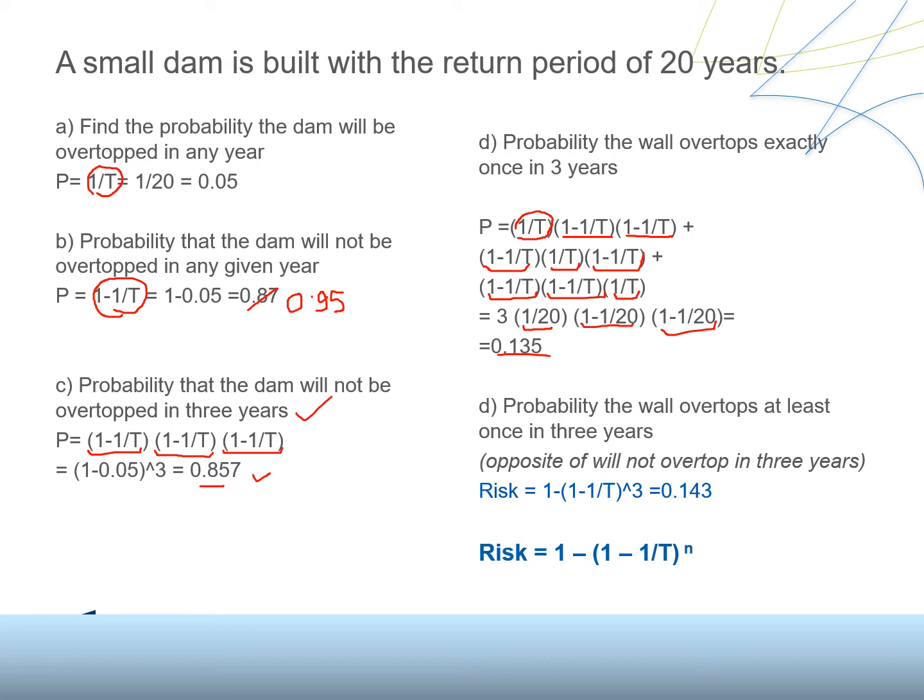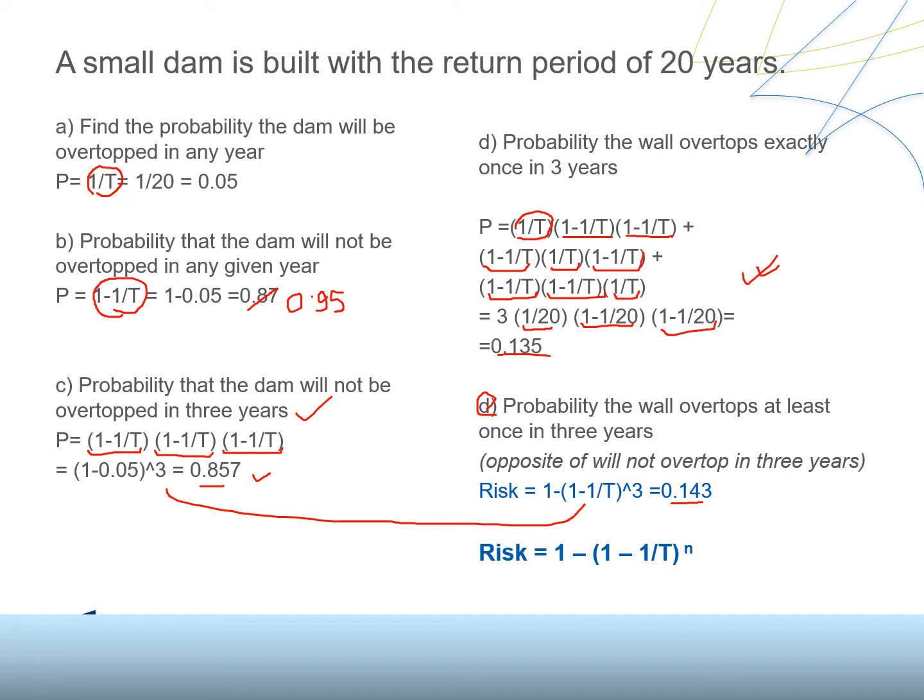Now the last one is the probability that the wall overtops at least once in 3 years, right? So that is the opposite of it will not overtop in 3 years, right? So that means 1 minus 1 by T to the power 3, which is 0.143, right? So this is how we calculate, but these values are not that useful in our design.